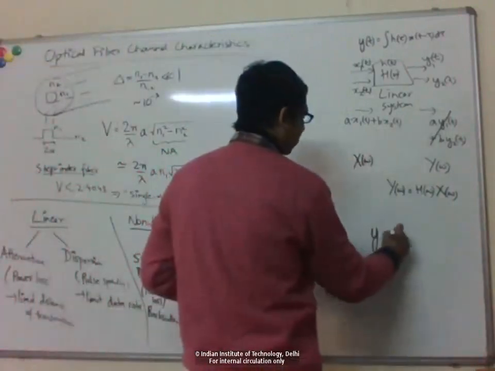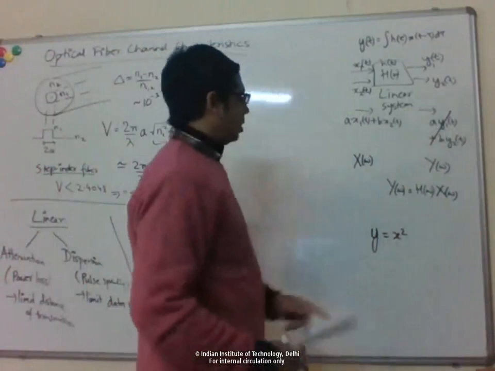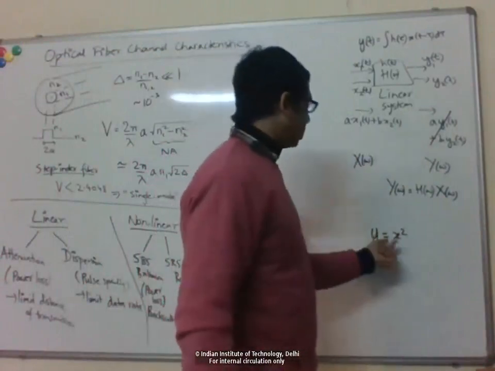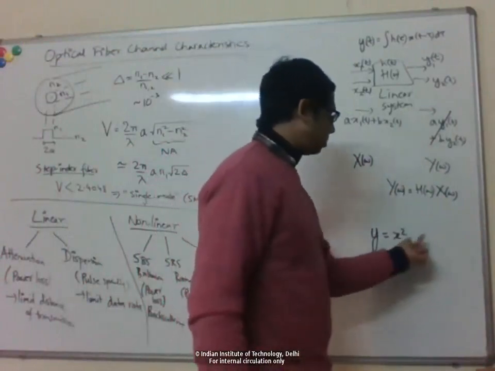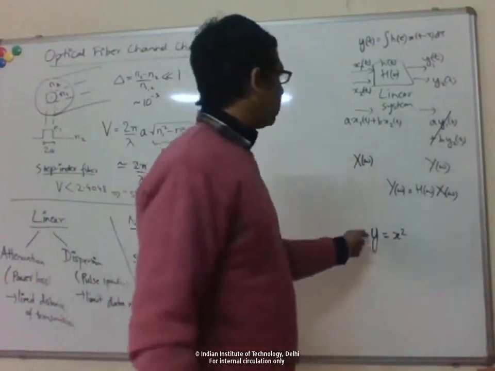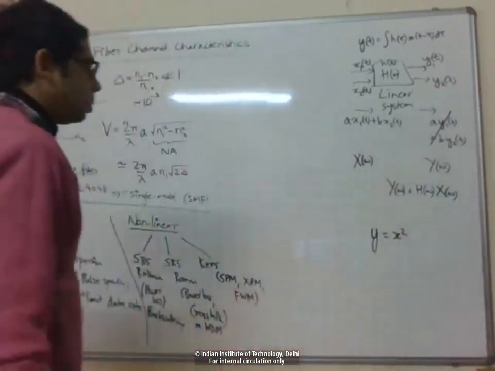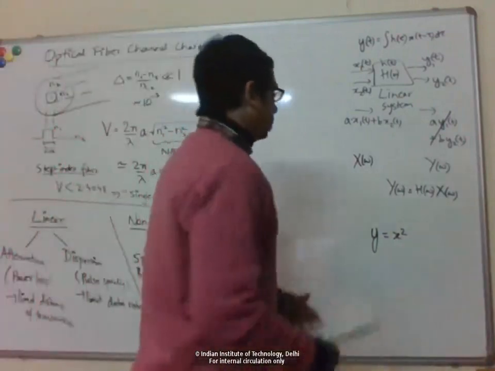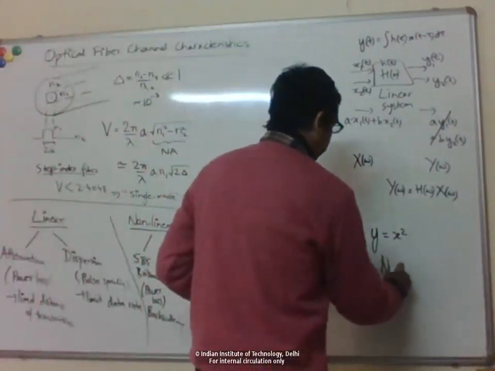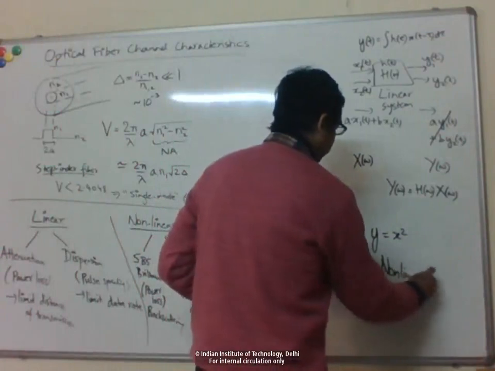For example, if you have y equal to x squared, then when you send x1 plus x2, you will get x1 squared plus x2 squared plus the cross term 2 x1 x2. So it won't be just the sum of the two outputs. Those would be nonlinear systems.